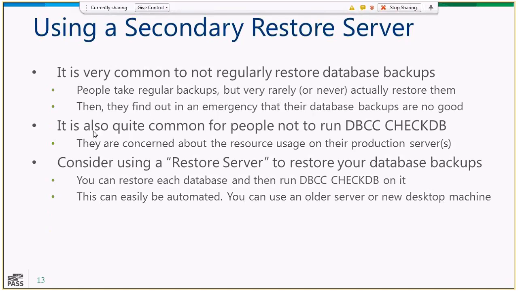But that's one way that you can make sure that you're actually regularly testing your restores and also regularly running DBCC CHECKDB if you're worried about the impact on your production server. And this is really easy to automate through just some simple SQL Agent jobs. You can even have Ola Hallengren's stuff do most of the work to do all this. So it's a really good solution. And you can just use a desktop machine with some decent storage on it to do this if you are budget constrained.